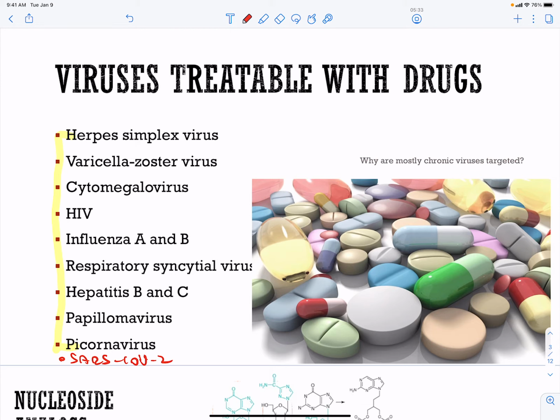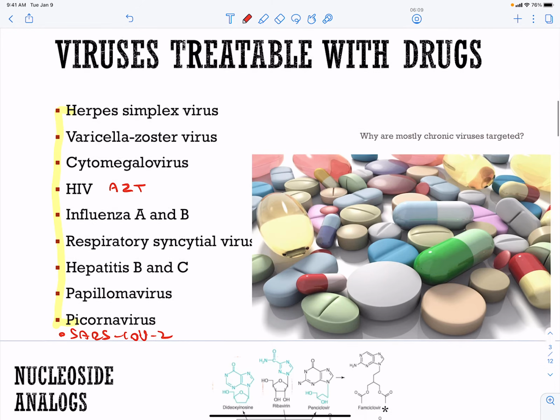And so with respect to treatable by drugs, we have our herpes viruses. We have our herpes simplex, varicella zoster, CMV, HIV, of course. AZT was that first drug for HIV, but now we have combination drug therapies for HIV. Influenza, Tamiflu is very famous. That has a very small window of time in which to administer it and be effective. We have respiratory syncytial virus, our hepatitis B and C, where we're going to have our protease inhibitors, and then we have some that target the papilloma and picornaviruses as well.